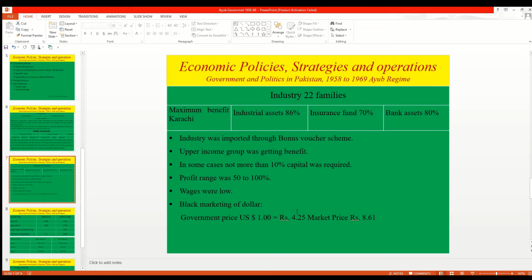Industry was imported, and the benefit was provided to the 22 families, because the basic strategy of the government was to raise the growth rate. Public welfare or distribution of money and other things were not on the agenda of the government. They were of the opinion that when industry grows, opportunities of employment will also grow. In this way the benefit will ultimately go to the general public. This was the policy of the government.